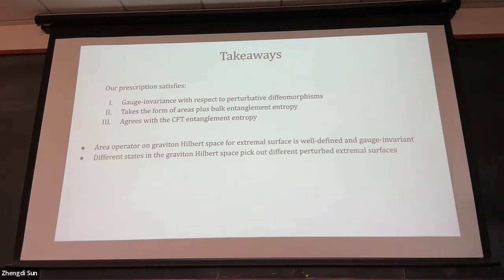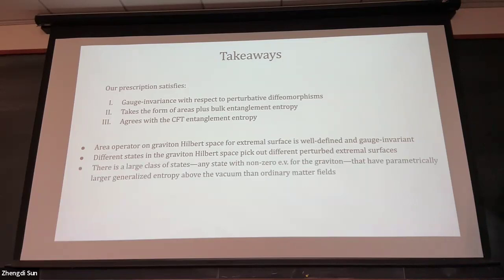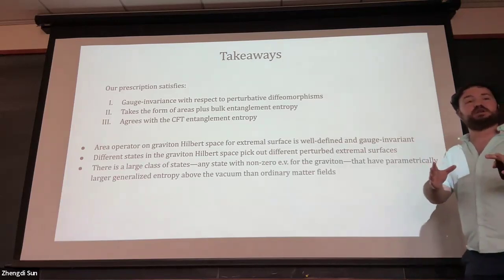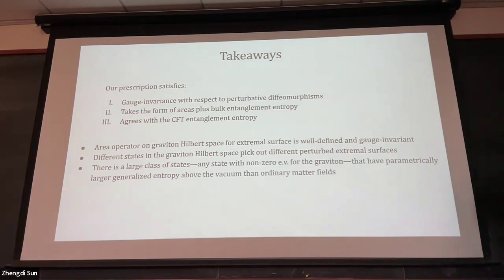And it has the interesting property that different states pick out different extremal surfaces. So these new extremal surfaces, gamma 1, are state dependent. And there was this large class, these superposition states, that have the property that they have parametrically larger generalized entropy than ordinary matter. They have this 1 over kappa generalized entropy, so larger than any ordinary matter field. Yeah, so that's this statement. Delta S gen for those superposition states will have this 1 over kappa. In fact, it's any state for which the graviton has a non-zero expectation value.